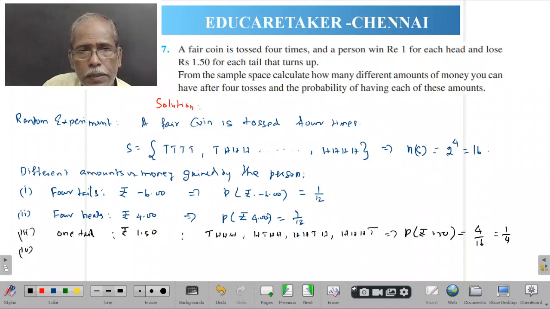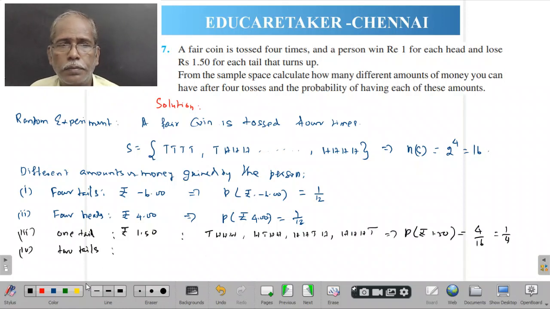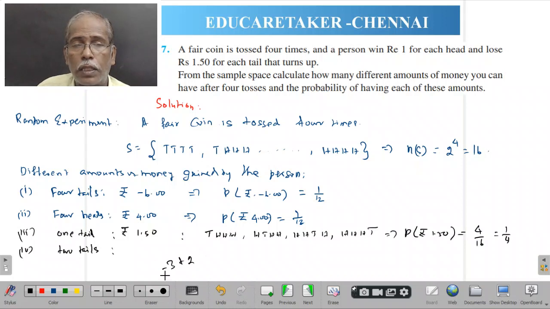Now 2 tails. For 2 tails, 3 rupees loss; for 2 heads, 2 rupees gain. What is the total? Minus 1. So from the 4 tosses, the person gets 2 tails, and the expected amount is minus 1 rupee gain, or 1 rupee loss.